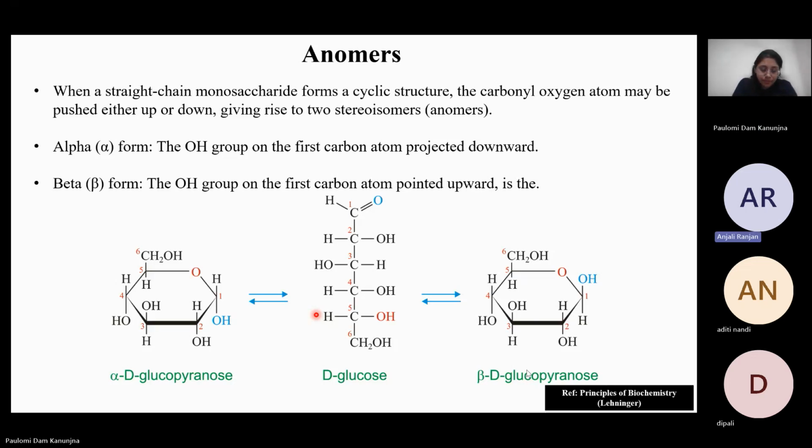Ma'am, one more question. What if we are putting that glucose in the water, like making a solution, but not in the light condition, in the darker condition? So this phenomenon won't happen just because there is no light, so there will be no rotation as such.